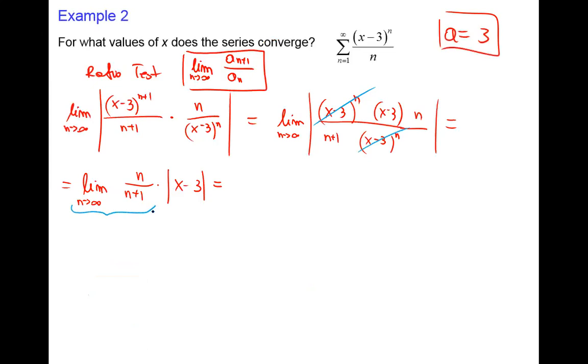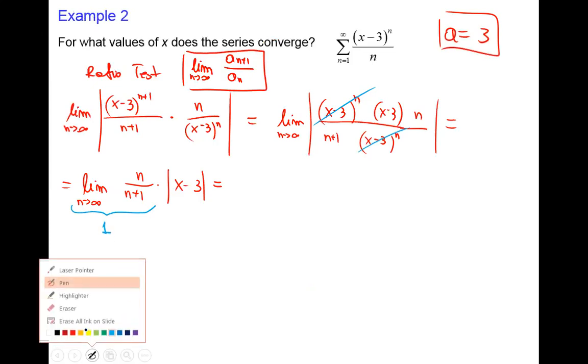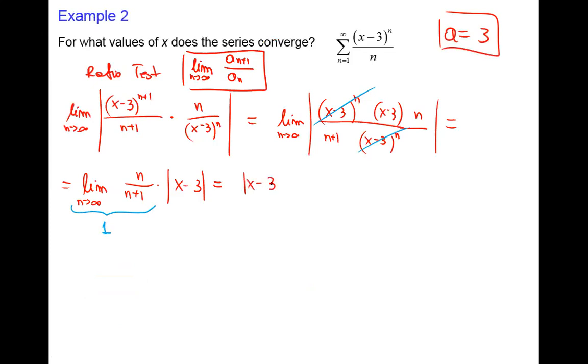Okay, now who can tell me what this limit is? N over n plus 1 at infinity. If we have the same degree, it's simply 1. That means 1 times the absolute value of x minus 3, is just the absolute value of x minus 3. Now I've got my answer in terms of x. And I know, based on the ratio test, that if I want convergence, I want my answer to be less than 1. That means the absolute value of x minus 3 must be less than 1. Now I have a nice absolute value inequality.